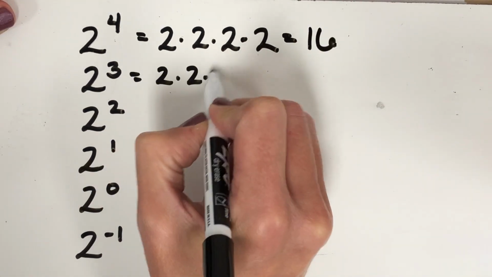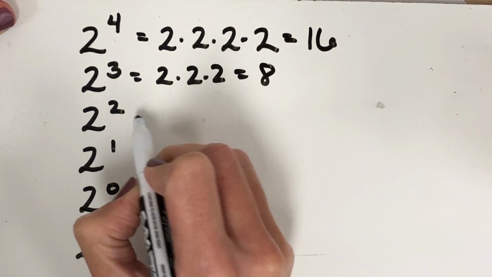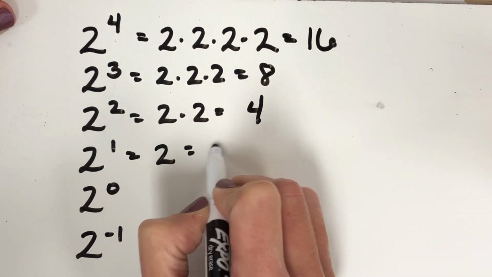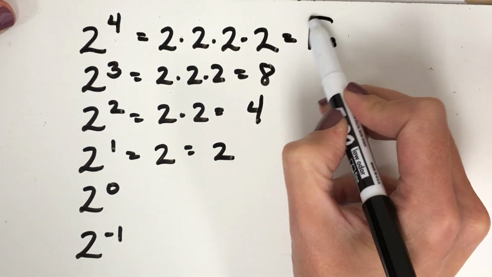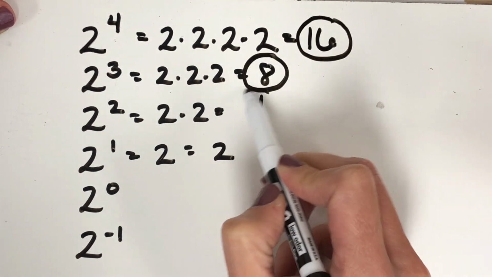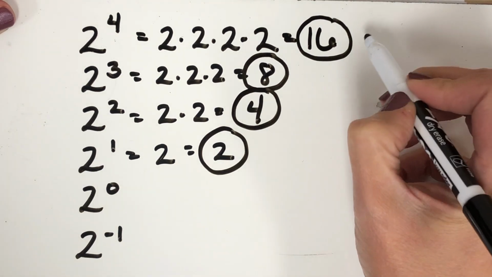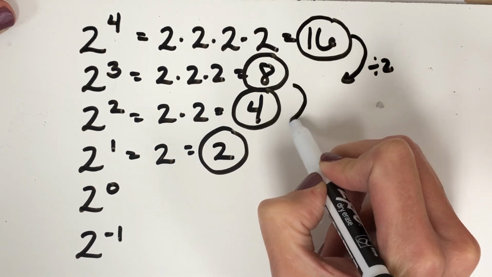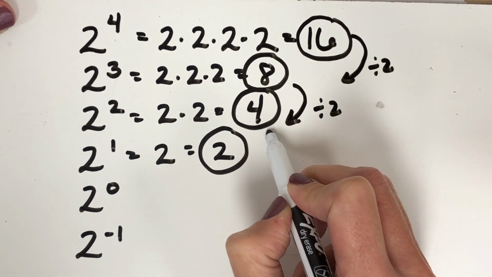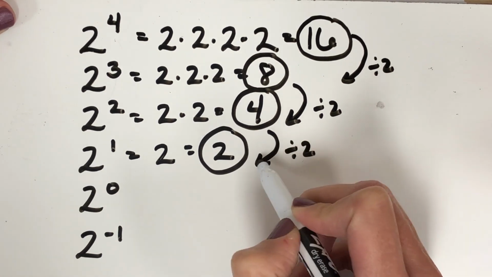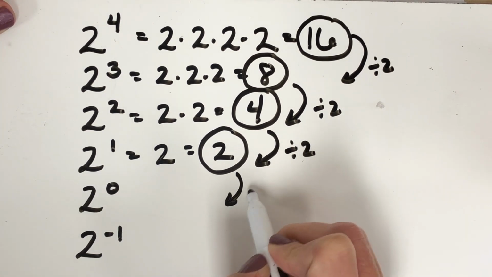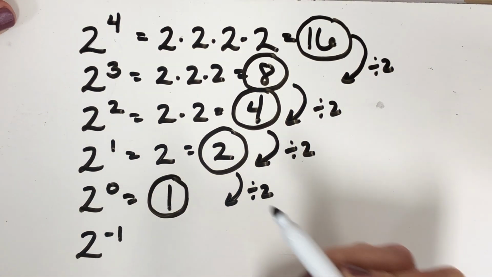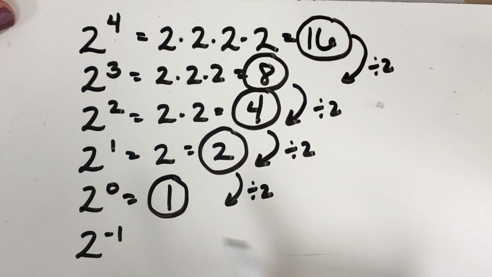2 to the 3rd is going to be 8. 2 to the 2nd is going to be 4. 2 to the 1st is just 2. Now notice what's happening with each of my answers here. The pattern that's happening is I'm doing 16 divided by 2 becomes 8. 8 divided by 2 becomes 4. 4 divided by 2 becomes 2. So the next logical pattern would be 2 divided by 2 becomes 1.